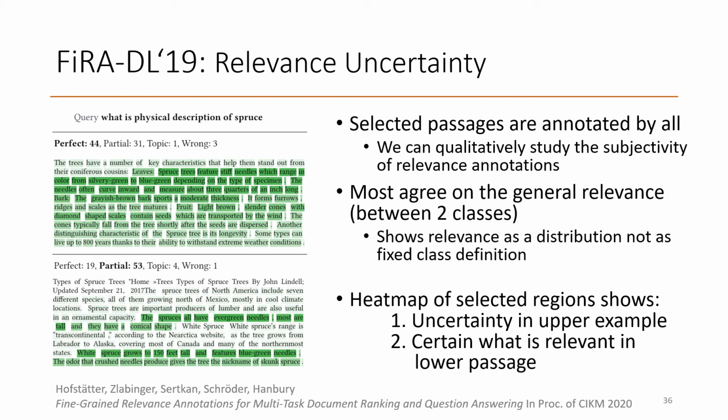And the heat map of selected regions, so if a word is more saturated in green in the background, it means more annotators selected it as a relevant word. And in the upper example, we can see that the uncertainty of what is actually relevant in this passage is way higher than the uncertainty in the second passage, where it's pretty clear that only those 2 sentences are relevant to the query and the rest of the passage is not.